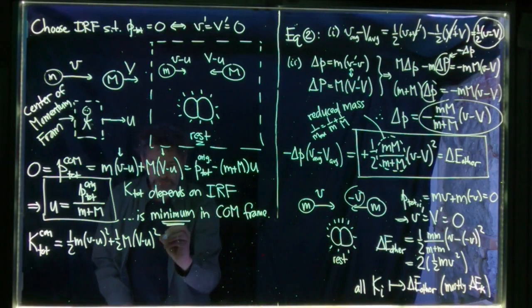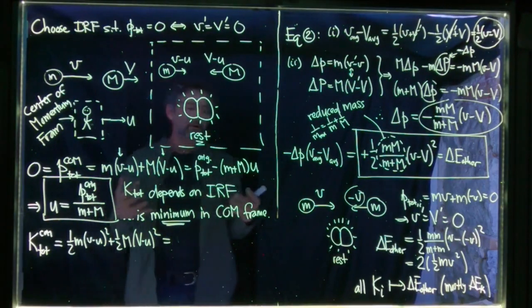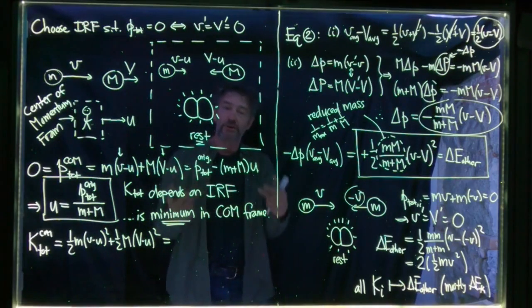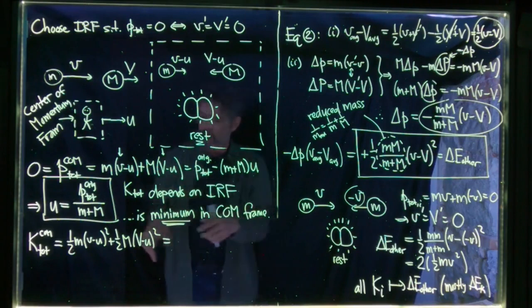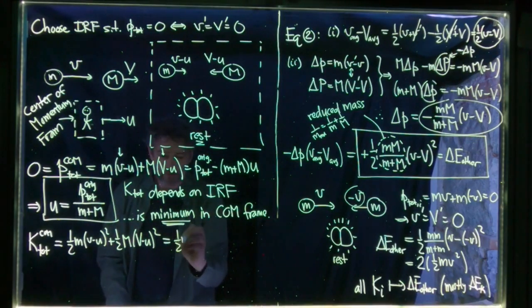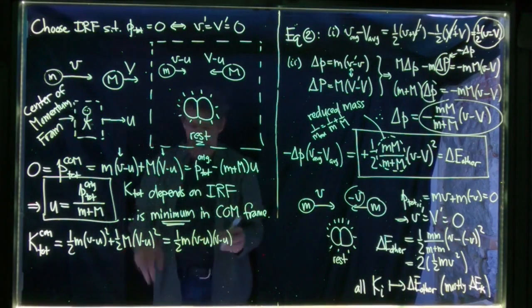Whenever you're doing collision calculations that have squares, always try to separate those squares out, like a squared minus b squared is a minus b times a plus b. We've used that trick before. Here we're going to just separate out that square. We're going to write it as 1/2 little m times (little v minus u) times (little v minus u), and do the same thing here.